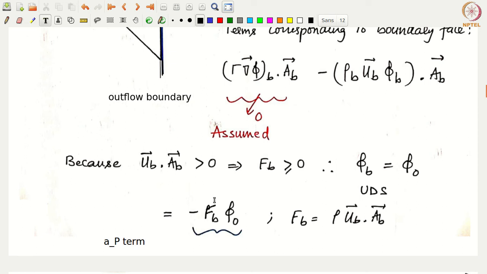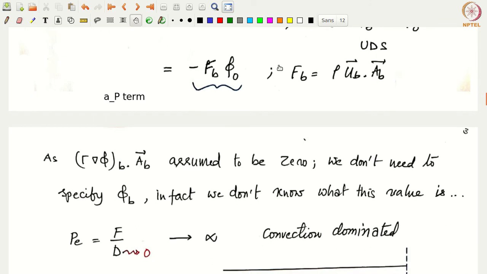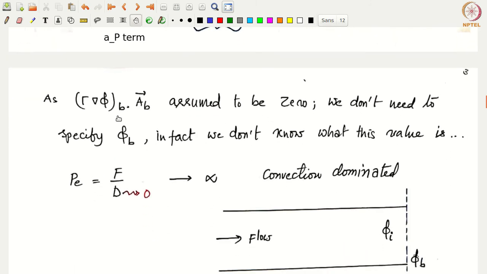All right, now let us discuss further this particular assumption that we have made, that the diffusion is neglected for the boundary phase when compared to convection. Because we have assumed this to be 0, we don't need to specify the value of phi b on the boundary. In fact, we don't even know what this value of phi b will be, because it has to be dictated from what is going on inside. By making this assumption that the diffusion is 0, we go back to our cell Peclet number discussion.